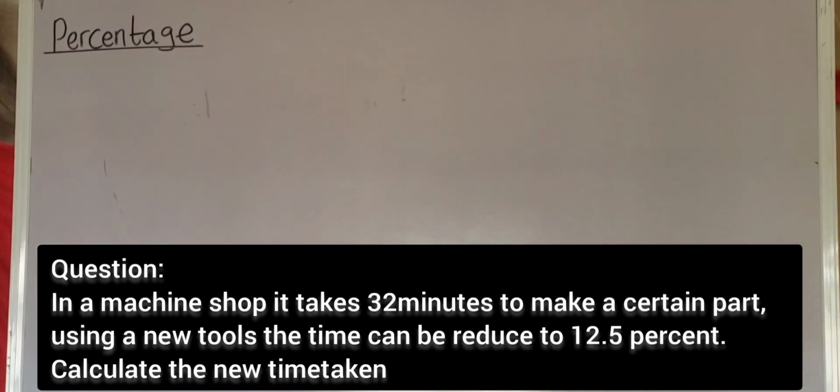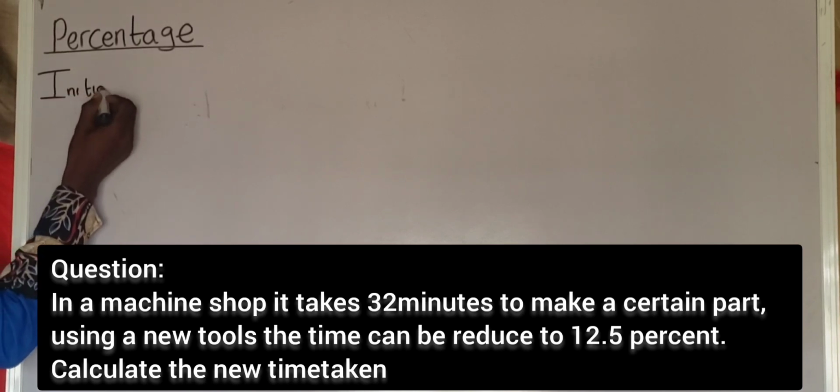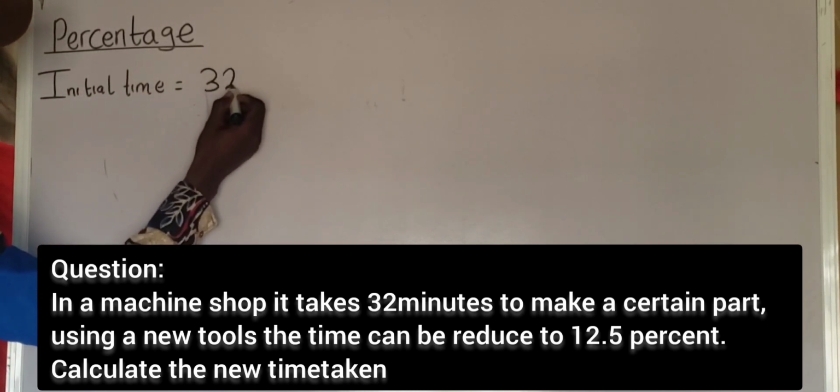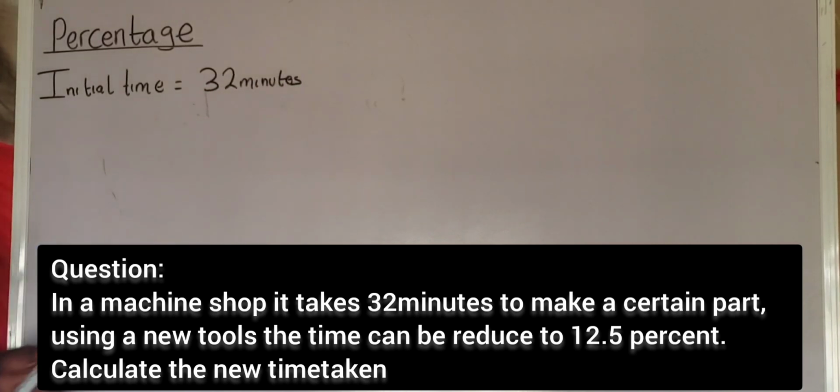It takes 32 minutes to make a certain part. That is, the initial time to make a part is 32 minutes. Let me call it initial time. Initial time is equal to 32 minutes. Please pay attention as I solve the question, okay? So that you will understand how I go about my answer. It takes 32 minutes to make a certain part.